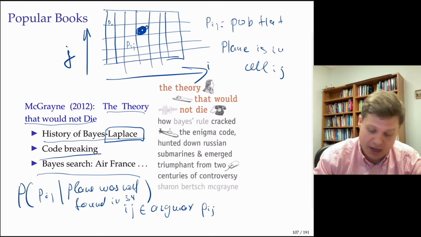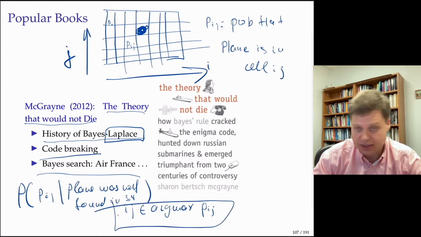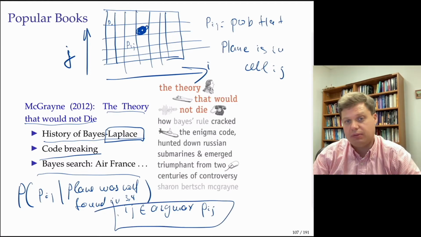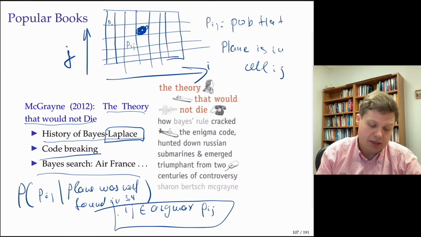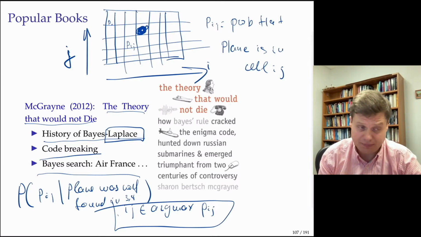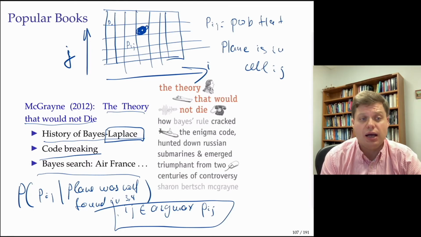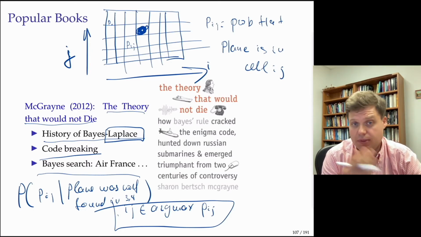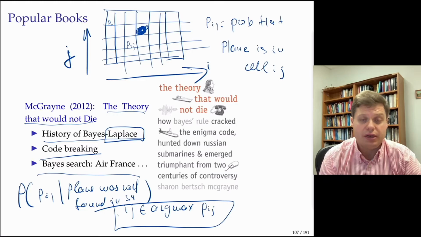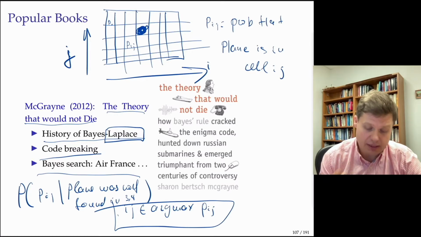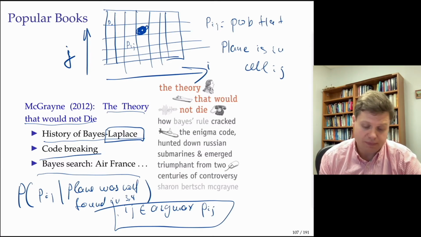So you update your prior, and again you solve the same problem. You pick the cell with the highest probability of the airplane being there, and you go search there. So it's all about carefully collecting evidence that you have from experts, from people who know something about where the airplane could be, and then updating those probabilities using this piece of evidence and using the results of the search operation.